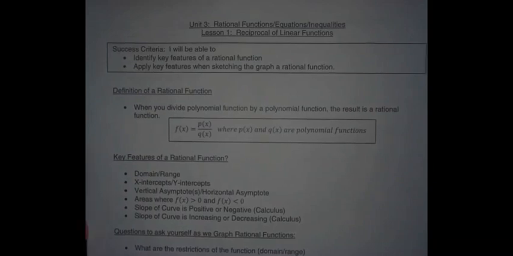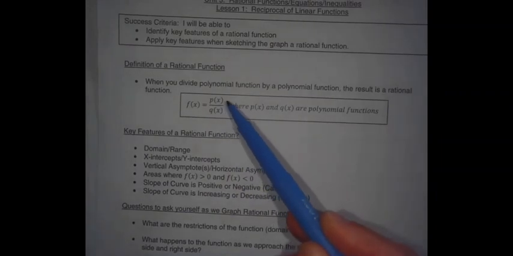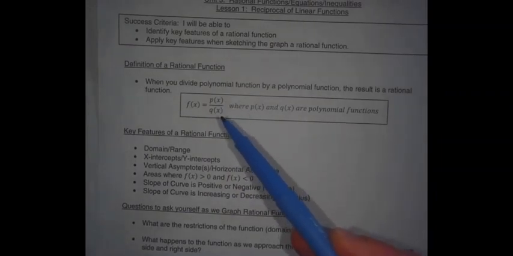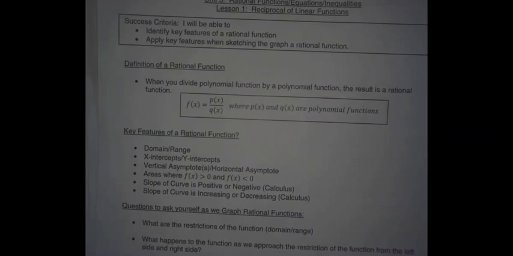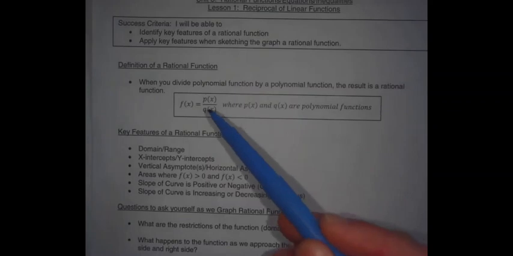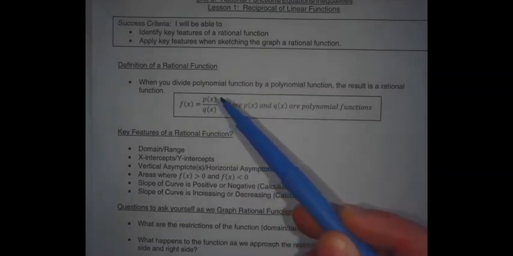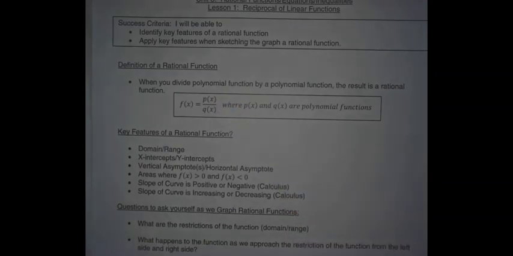So what is a rational function? When you take a polynomial divided by another polynomial, that's a rational function. That's going to be some of the things that we're going to be looking at throughout the whole unit. For today's lesson, our polynomial on the top is going to be just a number. It could be 1, 2, but nothing with x in it.